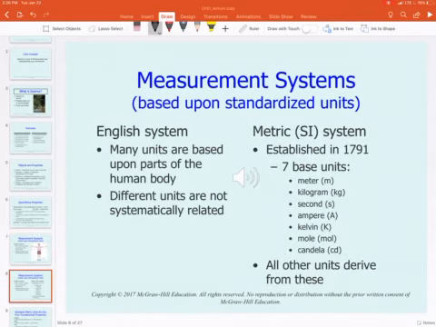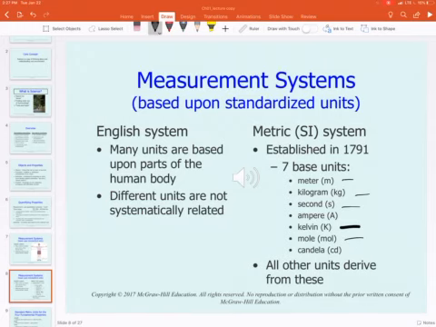So the metric system tells you that there are 7 base units. We will use most of these. We will use meters, kilograms, seconds. We do not get into amperes because we don't get into electricity in this particular class. We do talk about heat, so we'll get into Kelvin, briefly talk about moles, and unfortunately we don't talk about candelas because we don't get into light in this class either. All other units are derived from these.